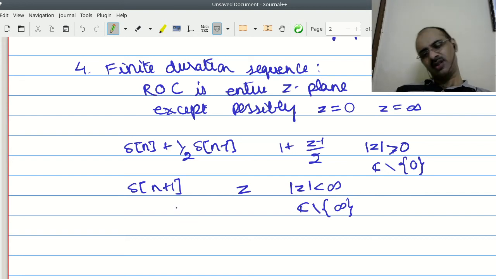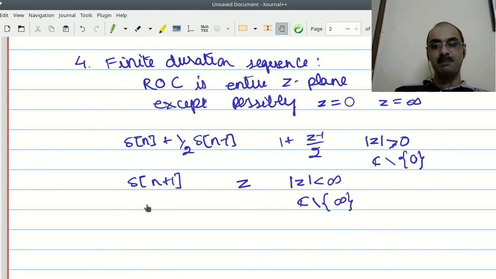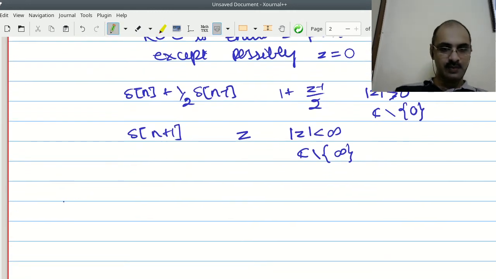Okay, so you can now make a combination. If you combine these two, then you will find that both 0 and infinity cannot exist. But for all finite duration sequences, the ROC is always the entire z plane except possibly z equal to 0 or z equal to infinity.